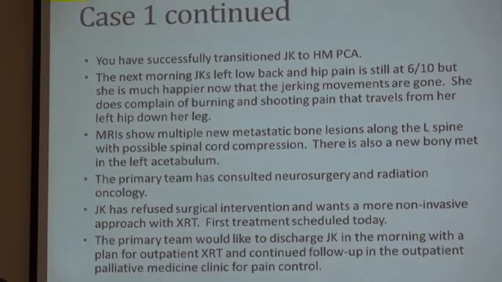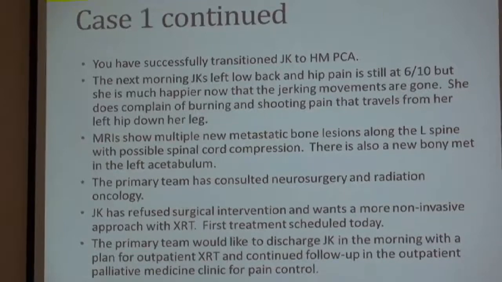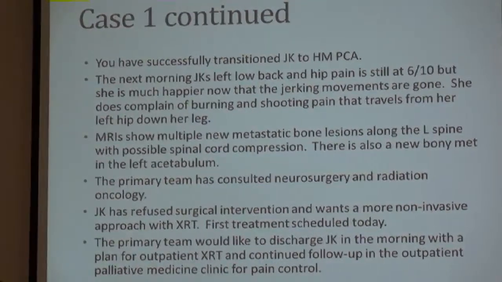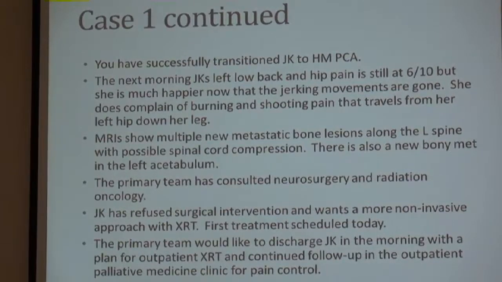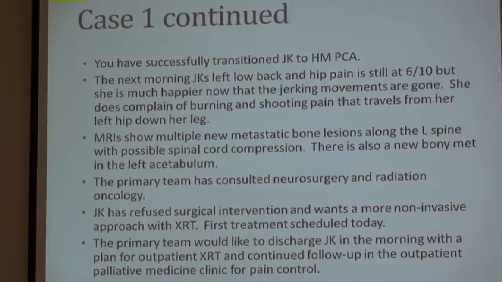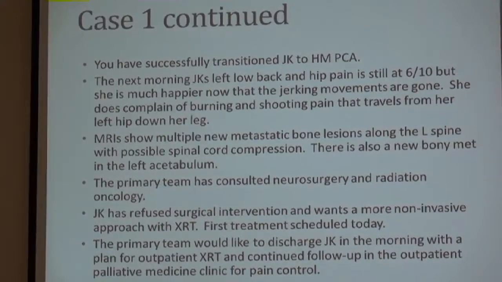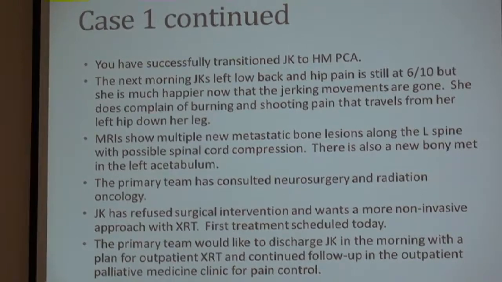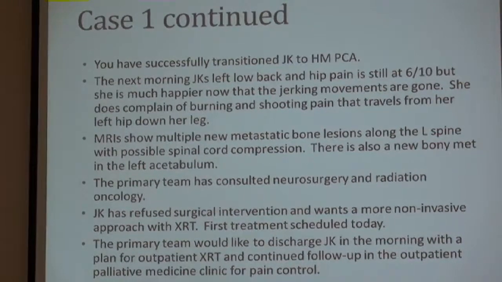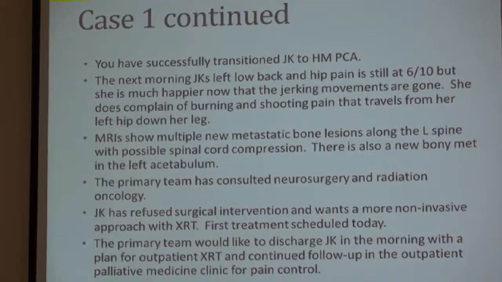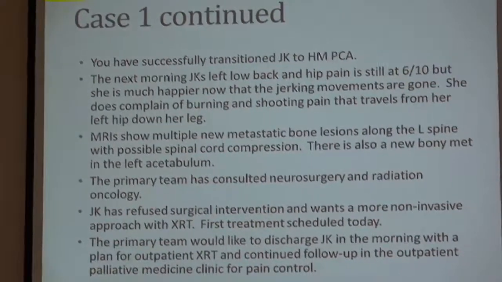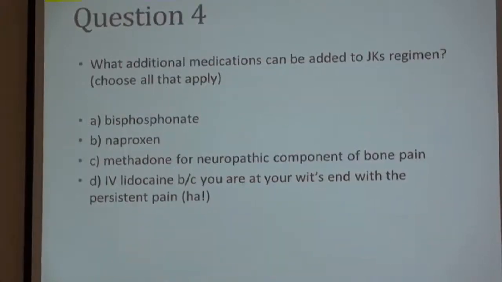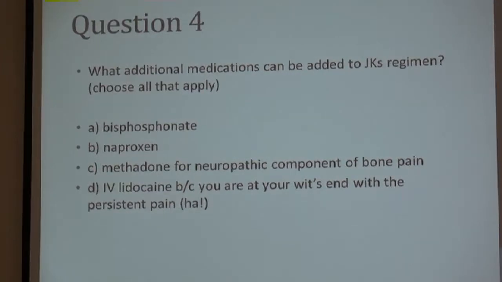Okay. The primary team has consulted neurosurgery and radiation oncology. JK has refused surgical intervention and wants a more non-invasive approach with XRT, and the first treatment's already scheduled today. The primary team would like to discharge JK in the morning with a plan for outpatient radiation and continued follow-up in the outpatient palliative medicine clinic for pain control. So they're ready to send her home. She already has a plan, and her pain's not great controlled, but it's better, and she's much happier. So what are we going to do now? What additional medicines can we add in?